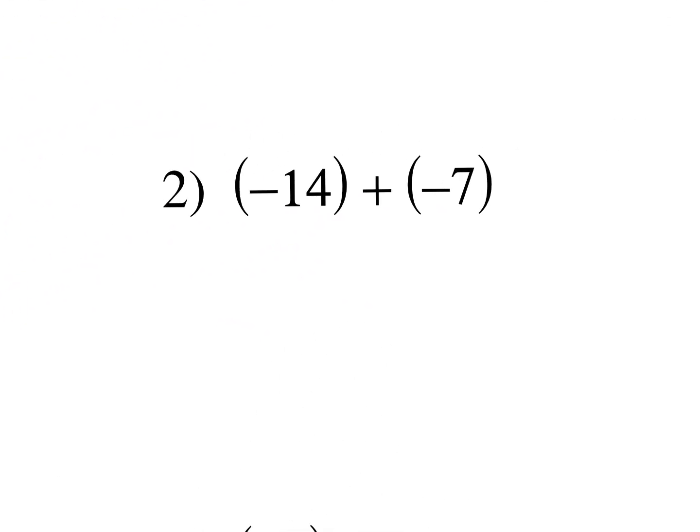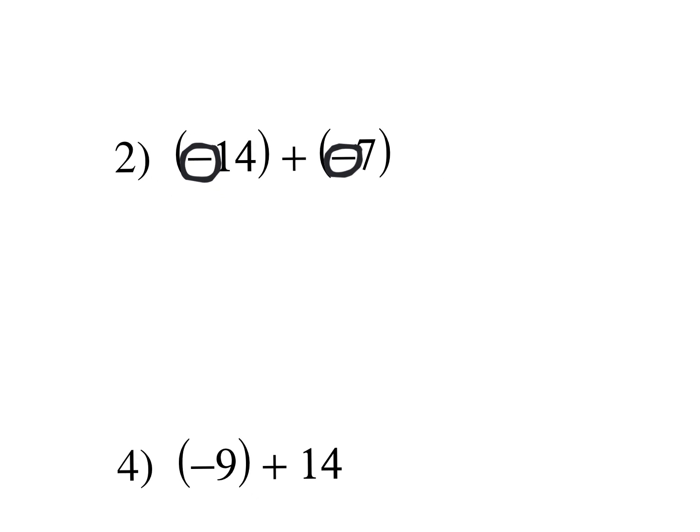Let's do number 2. So in number 2, we have negative 14 plus a negative 7, okay? Now, whenever you have plus negative 7, that's the same as just minus 7. But what I really care about is what are the signs of both of my numbers. The sign of the 14 is negative, and the sign of the 7 is negative. This is a case where both of my values are negative, so we have the same sign. Whenever you have the same sign, you add those numbers together.